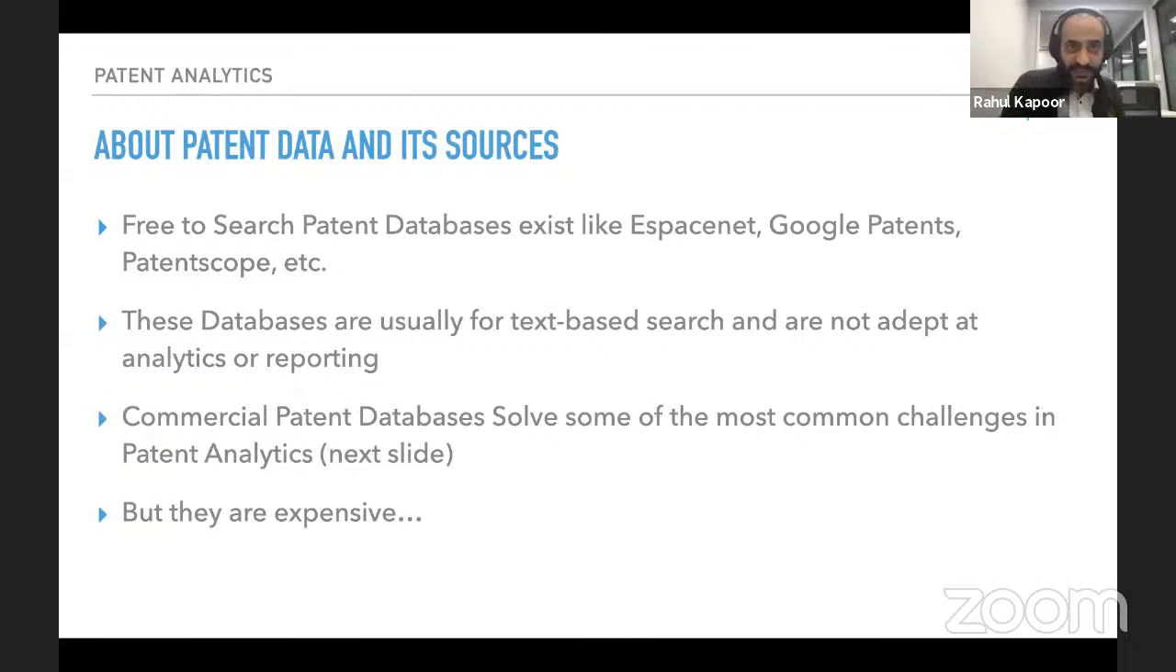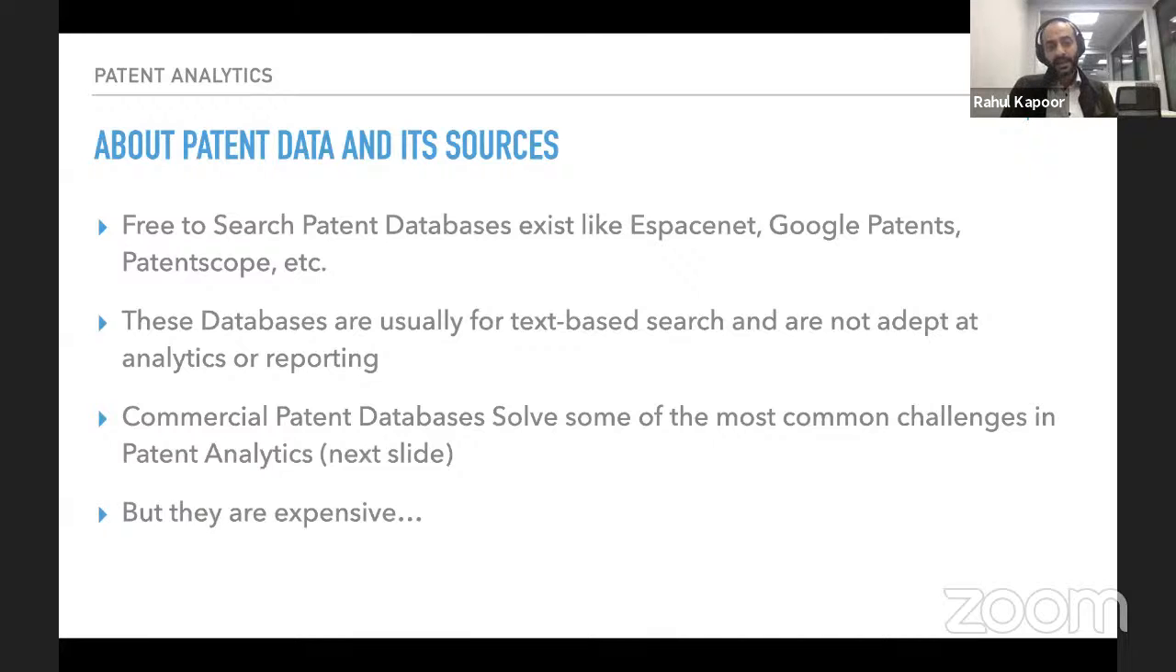Some idea about patent data and its sources. There are a lot of free patent databases. Personally, I use eSpaceNet and Google Patents. PatentScope I have used sometimes because it has a good library of translated keywords. But PatentScope is rather for technical people and not for the general public. eSpaceNet and Google Patents, we will do a little bit of both today.